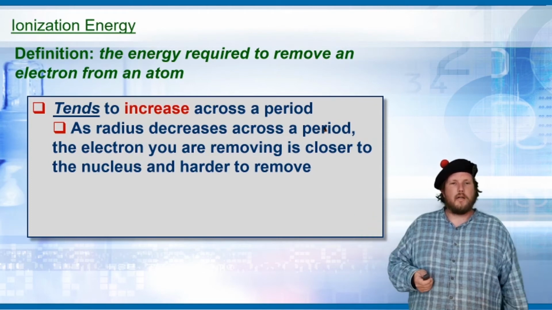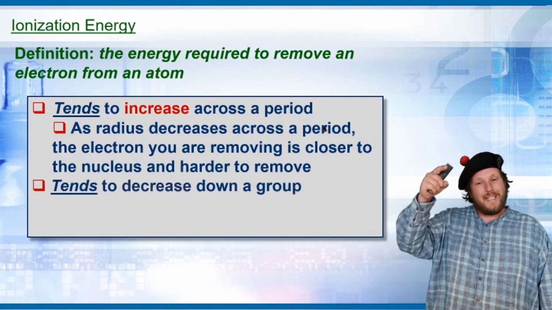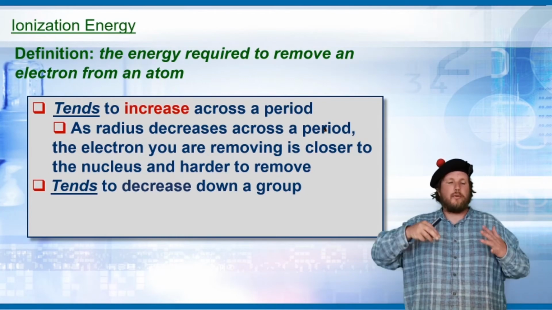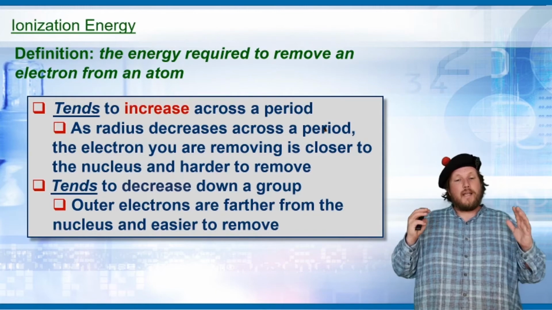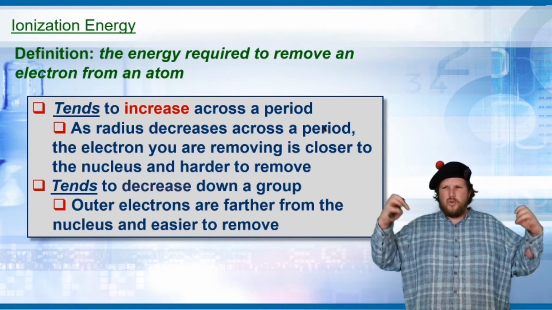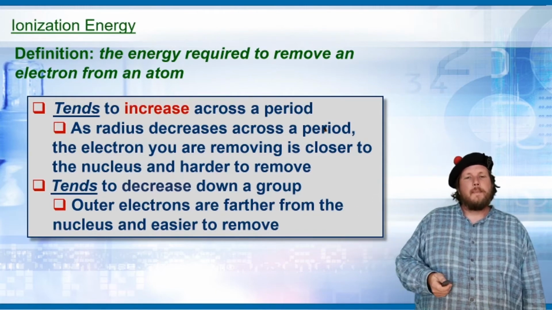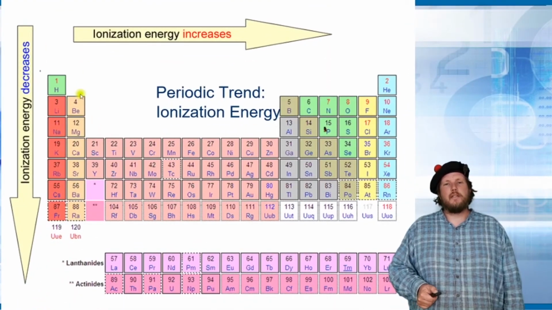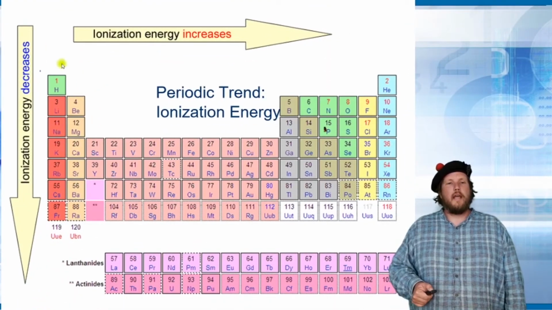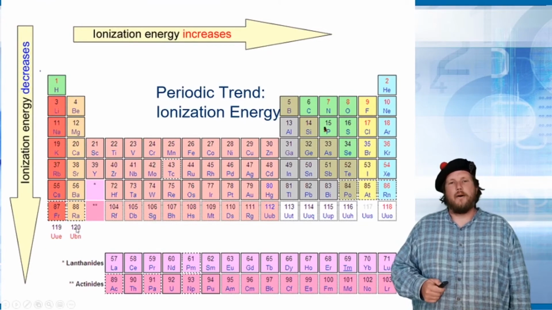And they tend to decrease as you go down a group because you're throwing on another shell of electrons, so it gets much bigger, and those outer electrons are much farther away, so usually easier to remove. Again, ionization energy increases as you go across and decreases as you go down.